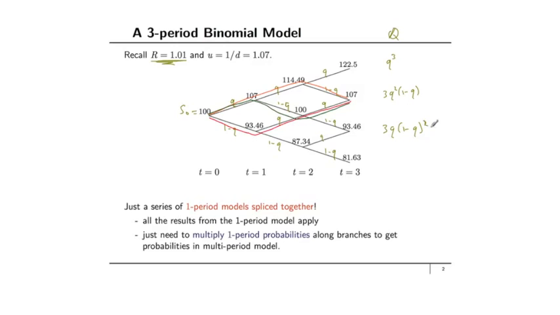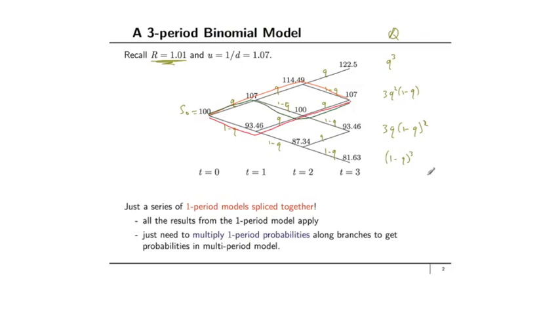We have (1 minus Q) squared now because we need 2 down moves, and the down move occurs with probability 1 minus Q. Finally, the stock price can be 81.63 only if we have 3 down moves in a row, and that occurs with probability (1 minus Q) cubed. Okay? You might recognize these probabilities as being the binomial probabilities.